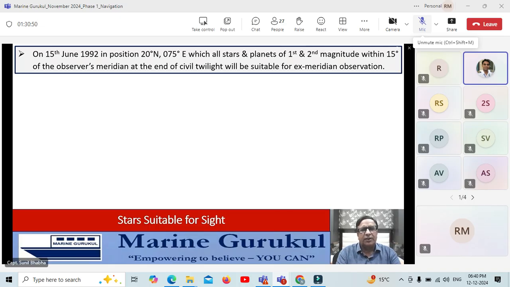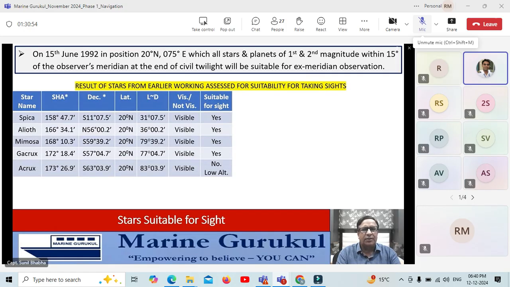It's the same question as the earlier ones. So we'll bring forward the same list that we made in the earlier questions. We know these are the 5 stars which meet the requirements of magnitude and the R angle. Of these, Acrux is not suitable because of its low altitude. Now we'll assess their suitability for ex-meridian observation.